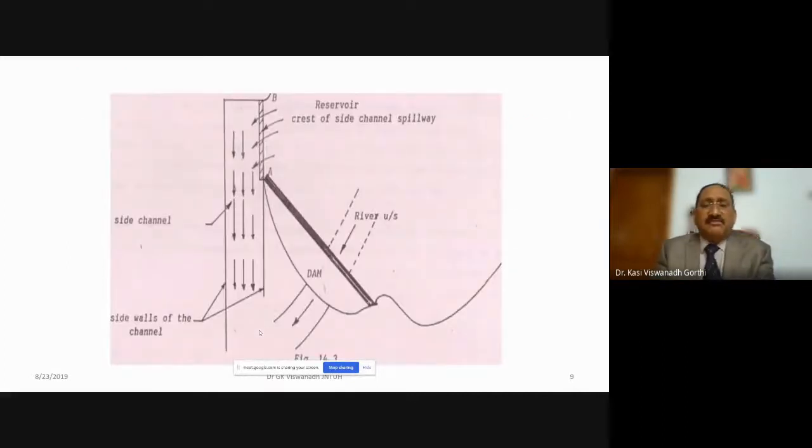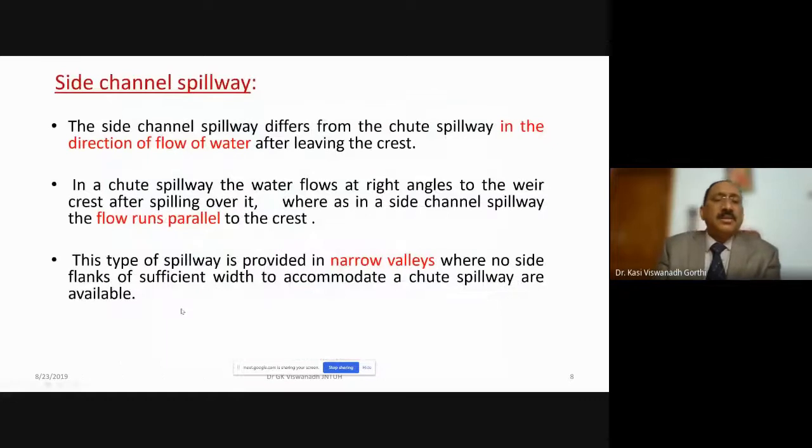So the only difference is that in the case of a chute spillway, water flows at right angles to the weir crest. The crest of the weir may be along the length of the dam, so at right angles to that the water flows in the case of a chute spillway, whereas in the case of a side channel spillway, the water runs parallel to the crest.